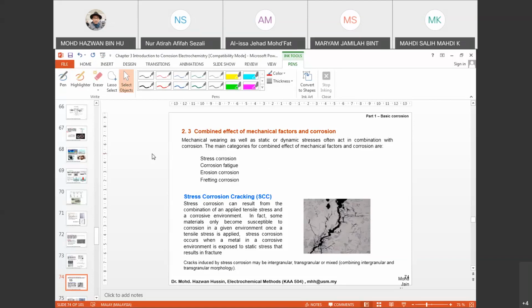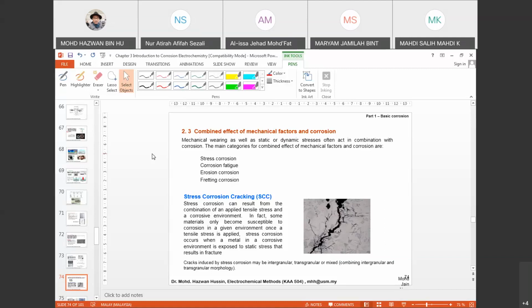All right. The combined effect of mechanical factors and corrosion. I've told you that for this type of corrosion, it is basically mechanical effect with electrochemical, having mechanical factors and also corrosion factors. It can be categorized into 4 different parts: stress corrosion, corrosion fatigue, erosion corrosion, and also fretting corrosion.